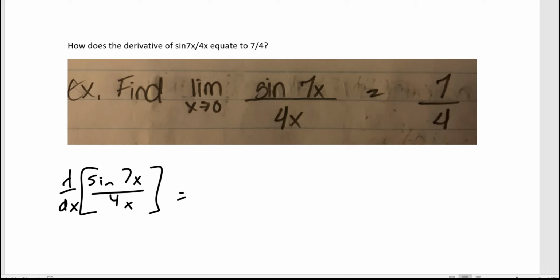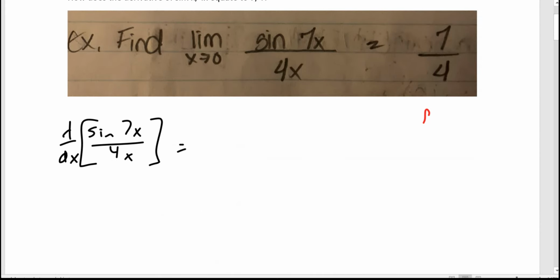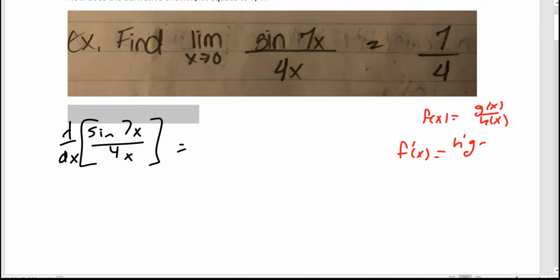So the quotient rule for derivatives says if you have some function f of x that's equal to g of x over h of x, then the derivative of that is the derivative of the numerator times the denominator, minus the numerator times the derivative of the denominator, all over the denominator squared.